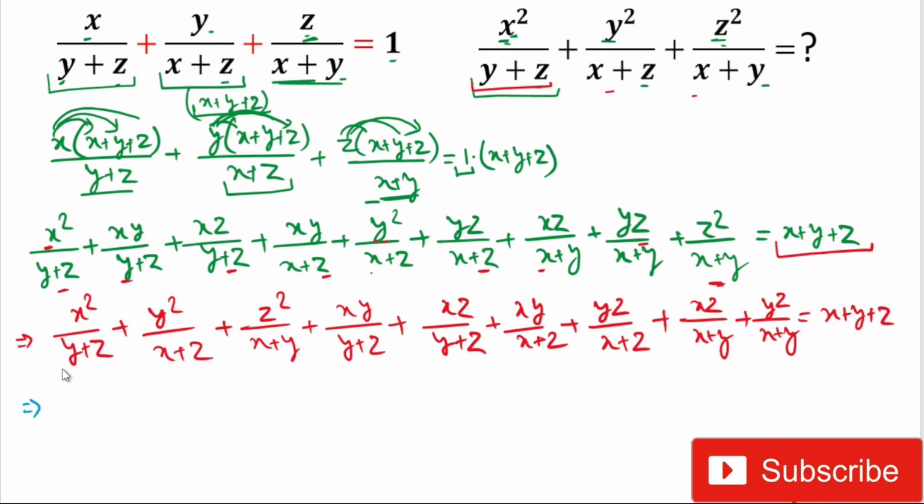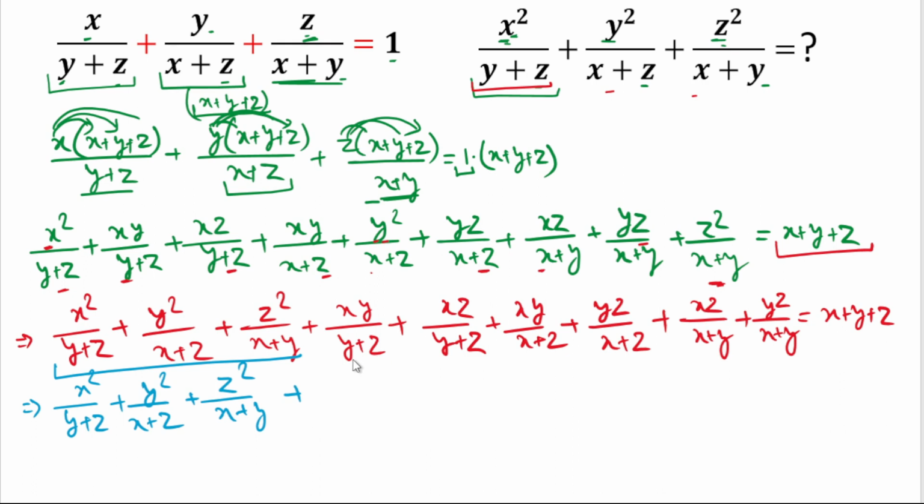So likewise we'll write these three terms first, that is x square over y plus z plus y square over x plus z plus z square over x plus y plus, now from these two terms the denominator is the same, and from the numerator we can take x common, so we can take x over y plus z common. So here we have taken x over y plus z, and remaining will be y here and z here. So y plus z is remaining.